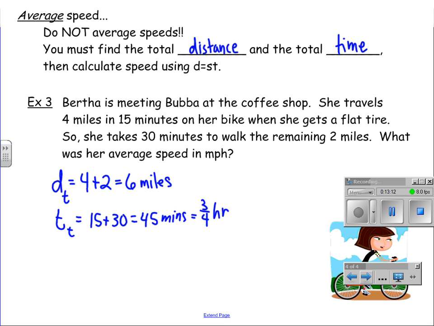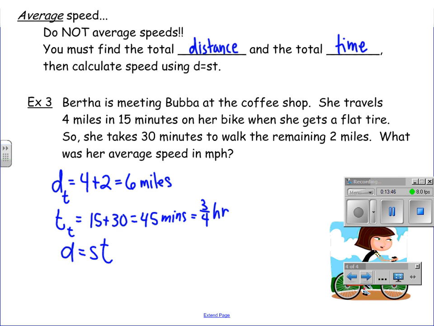How can we get the average speed? What can we do for the average speed? Ethan? Divide. Before you even say that, just give me the formula. No, I just want the formula, Ethan. D equals ST then. Okay. All right. D equals ST.